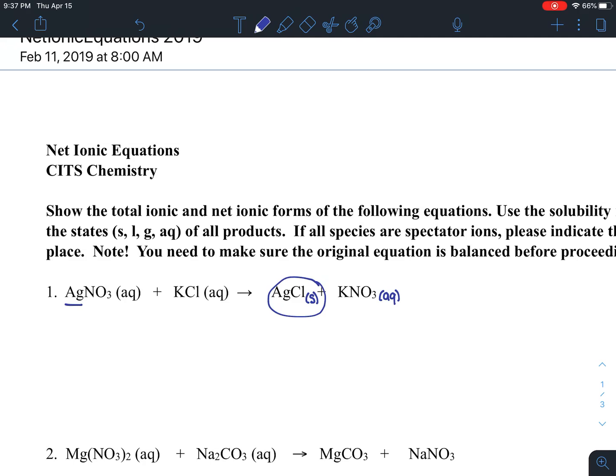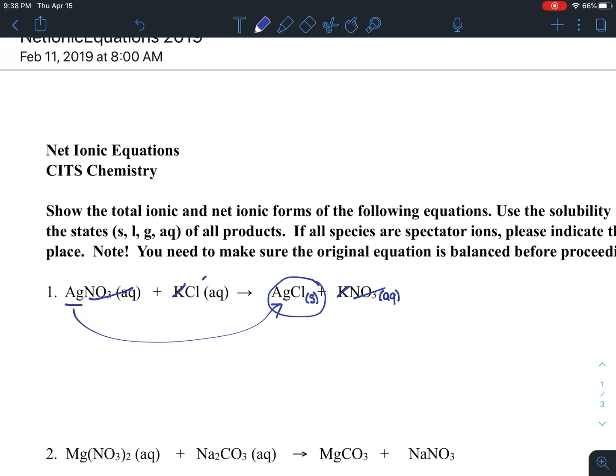So I can't cancel out silver because silver is part of my solid. But nitrate is fair game because it's aqueous on both sides. So it would be floating around as NO3 with a 1- charge, both as a reactant and as a product. And then I can take a look at my potassium, and it's the same thing. So because they're both aqueous on both sides of the equation and aren't involved in the actual making of the solid, I can go ahead and cross those off as well.